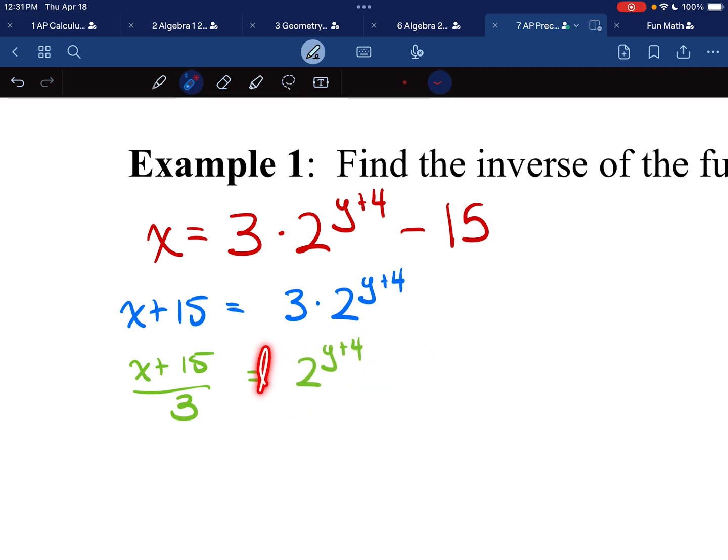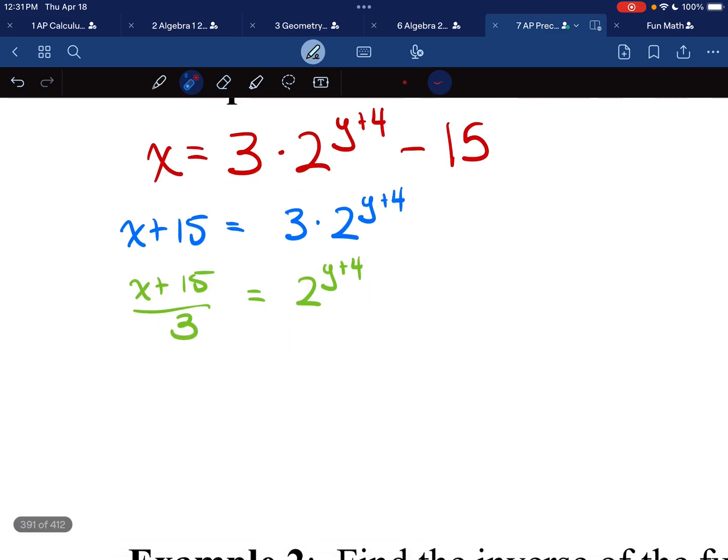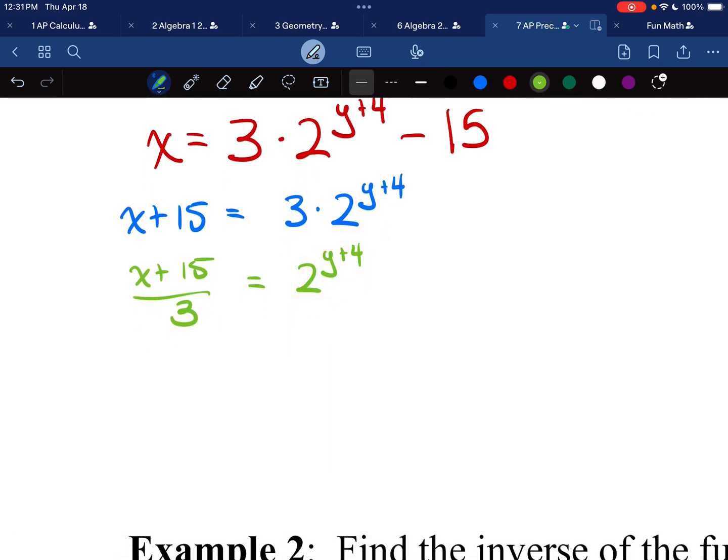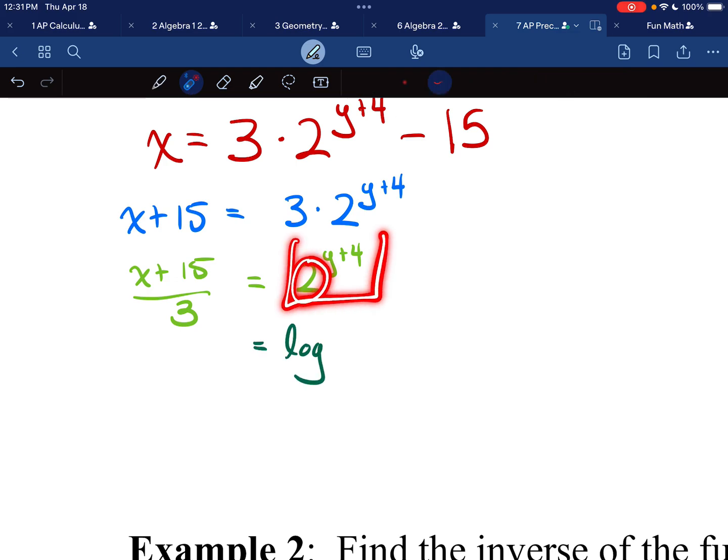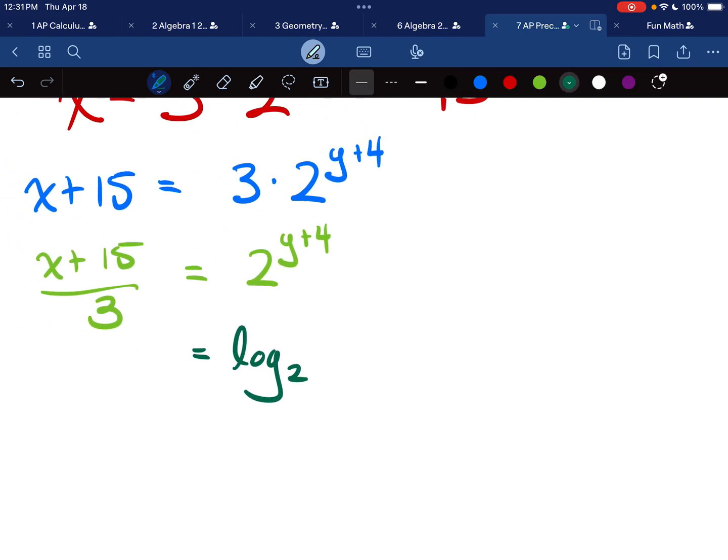I was about to write log of both sides because I'm so used to doing that. To save Rapunzel trapped in the tower, you have to do a logarithm. But the general way of doing this is you just rewrite it from exponential form into logarithmic form. So the base is the base of the exponential function, so I'm going to say log base 2, and then these two quantities switch with one another, and you say that the logarithm is really this fraction of x plus 15 divided by 3, and this y plus 4 comes to the left-hand side.